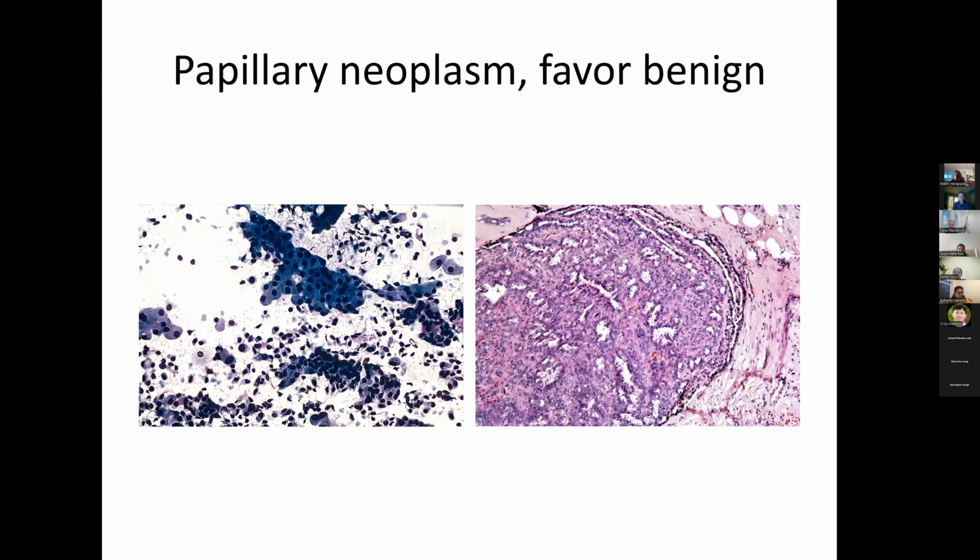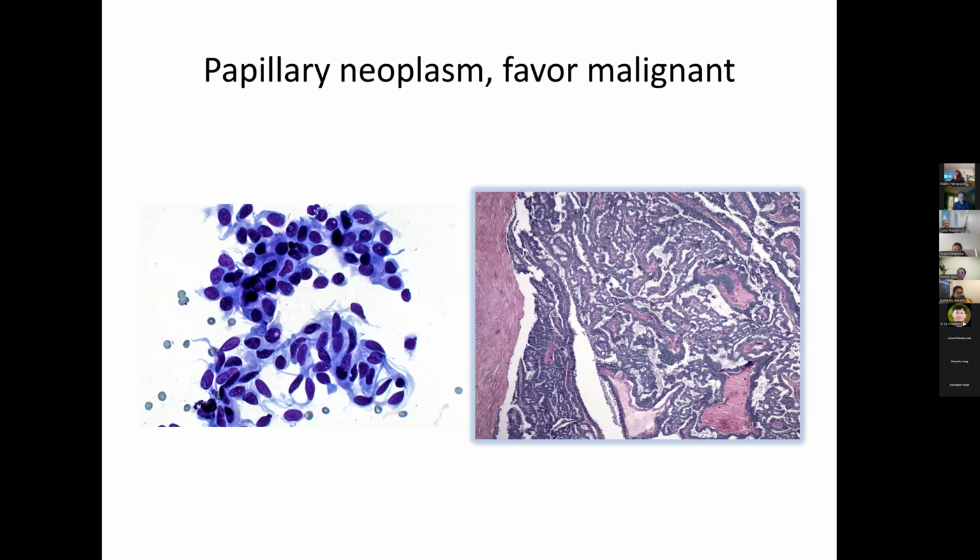Here you can go one step further and favor benign if it has all of those elements. So you have apocrine metaplastic cells, you have some columnar-looking cells in the background, and cohesive ductal cells and some myoepithelial cells. So this turned out to be just an intraductal papilloma.